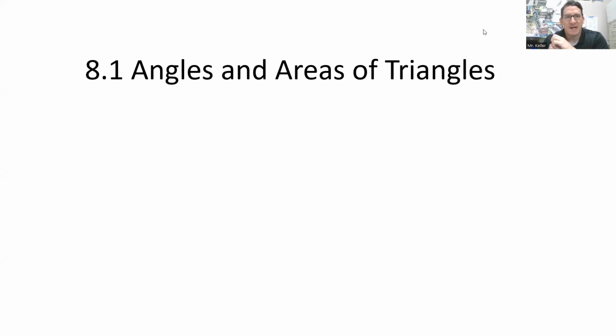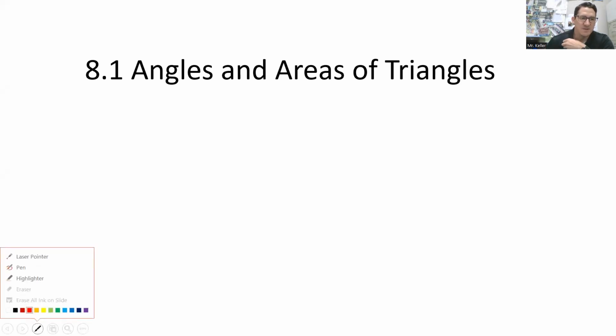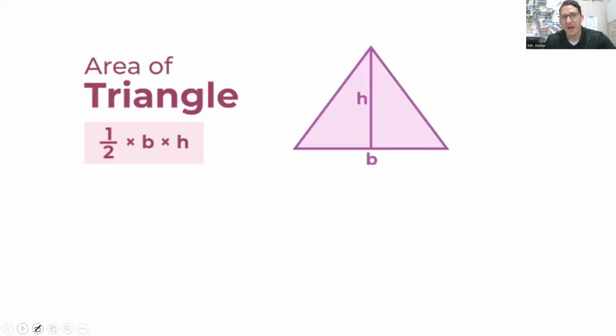All right, IM2 classes. Today we are dealing with angles and areas of triangles. We're going to be spending a lot of time with triangles. We're going to go over a bunch of different theorems with them. We're going to eventually move into right triangles with Pythagorean theorem and right triangle trigonometry. So we're going to be spending a lot of time with triangles, and this is just the beginning. Starting off with the area of a triangle.